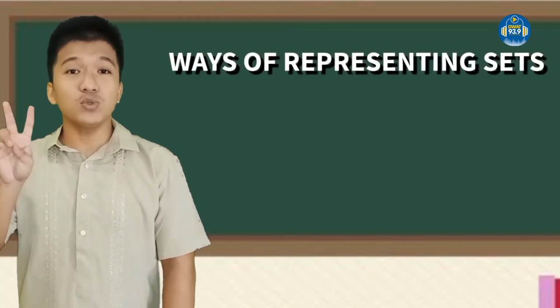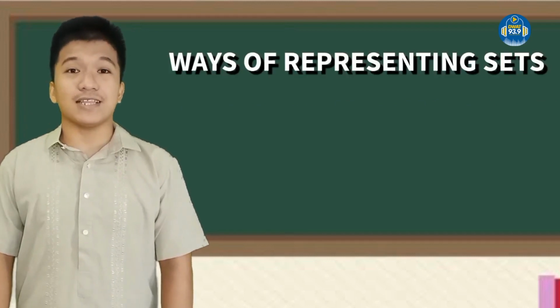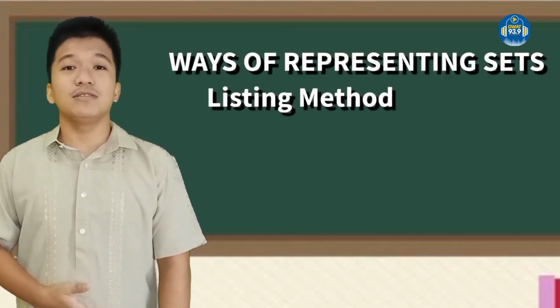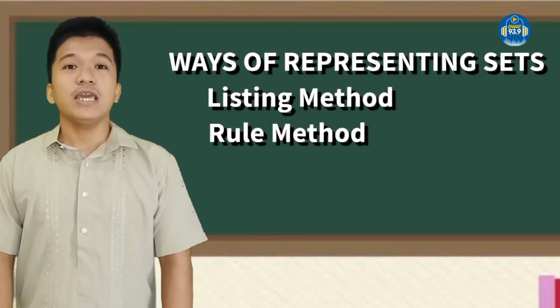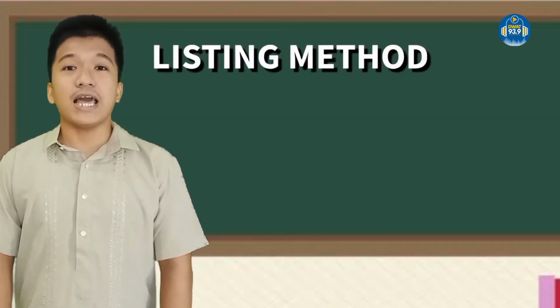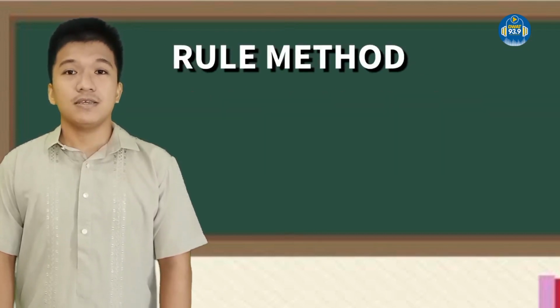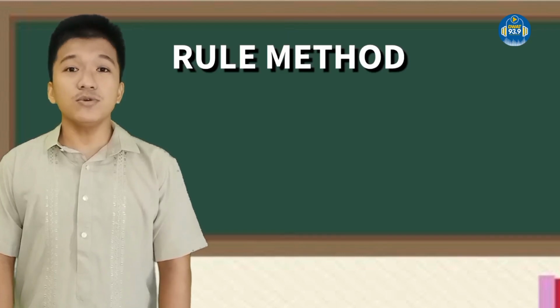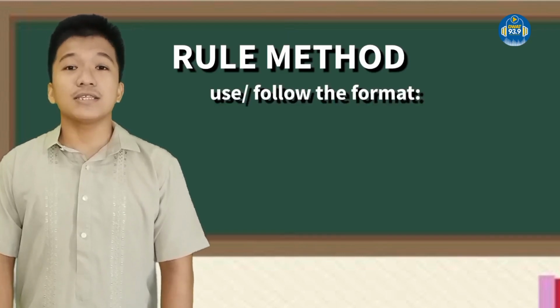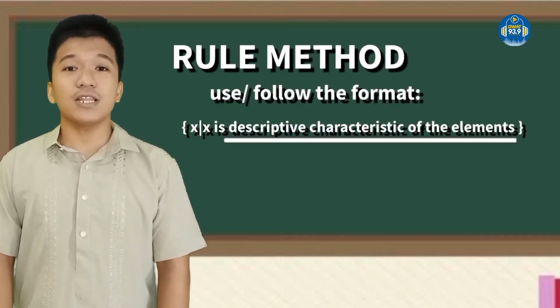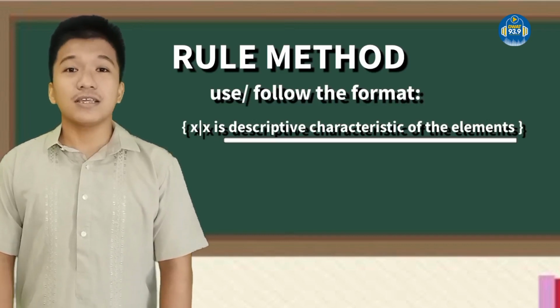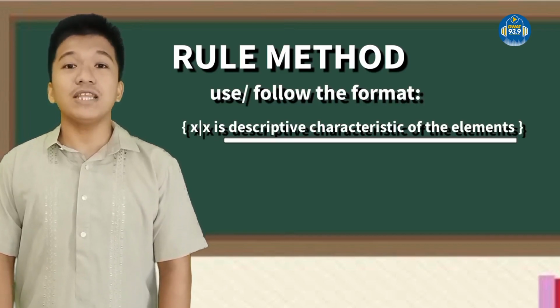Remember that there are two ways of representing sets, the listing method and the rule method. In listing method, the elements are listed, separated by comma, and enclosed by braces. In rule method, we follow the format, the set of all x such that x is a descriptive characteristic of the elements.